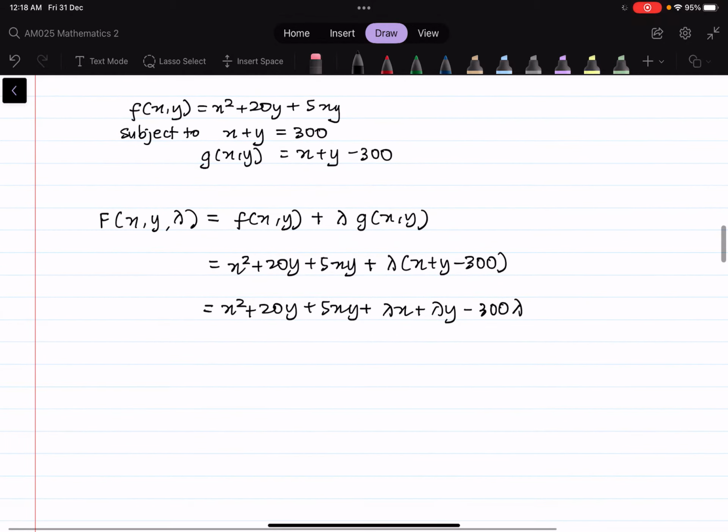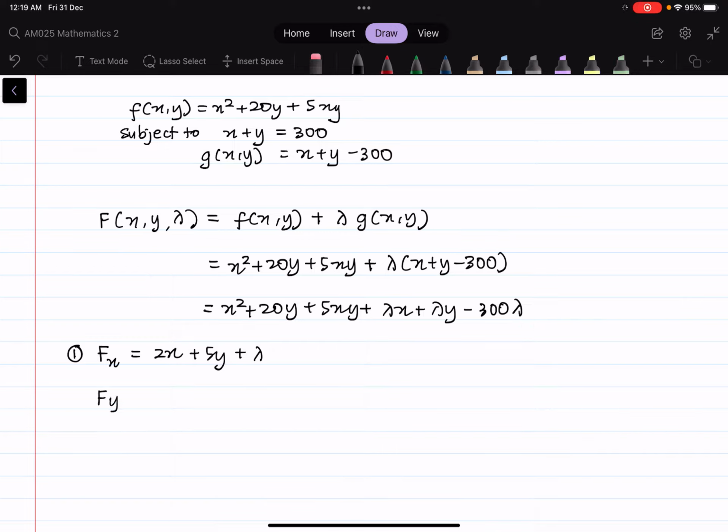So our first step is we're going to find the first partial derivatives with respect to x, y, and lambda. Let us start with f sub x. Differentiate x squared with respect to x is 2x. Differentiate 20y with respect to x is 0. Differentiate 5xy with respect to x is 5y. Differentiate lambda x with respect to x is lambda. Differentiate lambda y minus 300 lambda is 0.